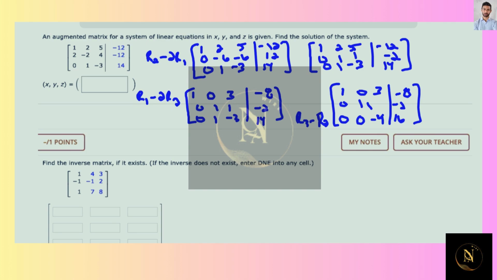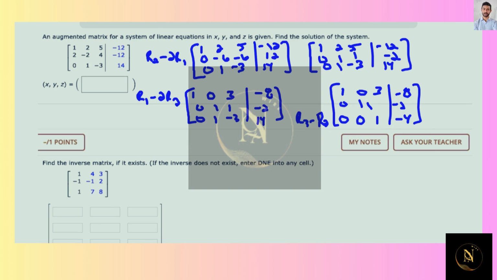Then we can scale this by dividing by negative 4, or multiplying by negative 1/4, so we get 1 and negative 4. Okay, now we just need zeros above and below. We need zeros above the 1 in row 3. Let's start with row 1.